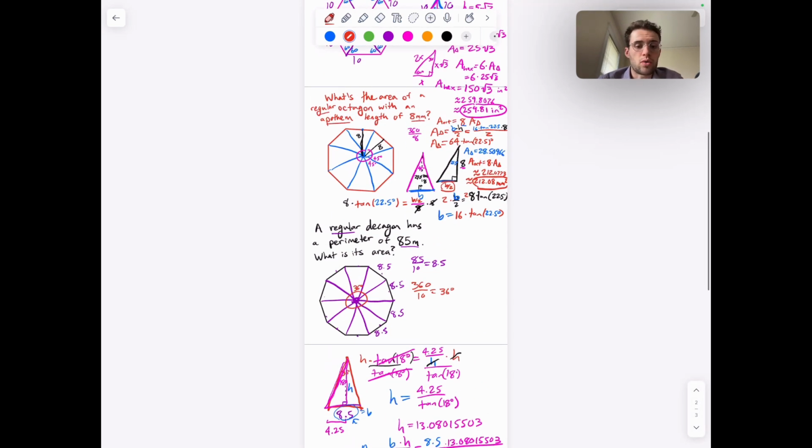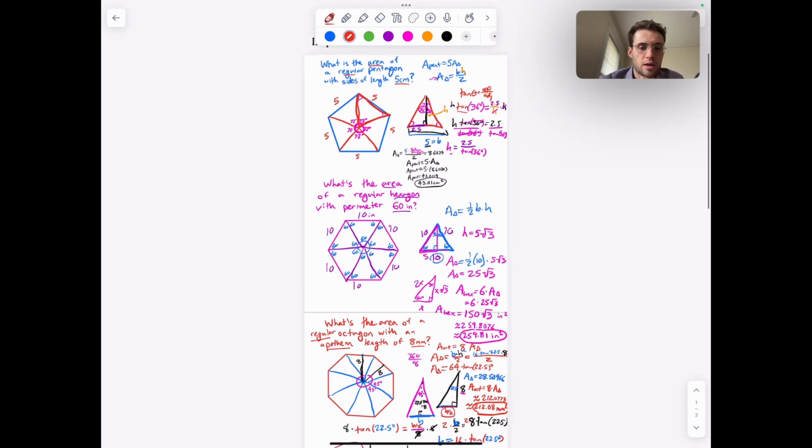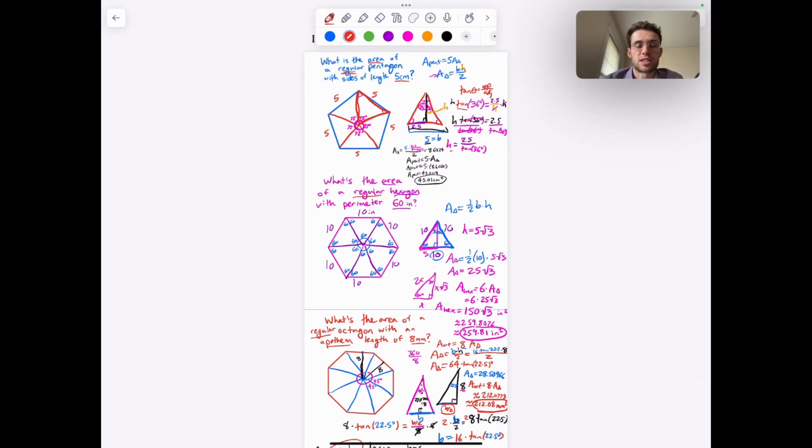Again, this trick will only work if it's a regular shape. You can see all of these were regular octagon, regular decagon, regular hexagon, regular pentagon. If it's an irregular shape or even a concave shape, then this strategy won't work because the triangles won't be the same size.